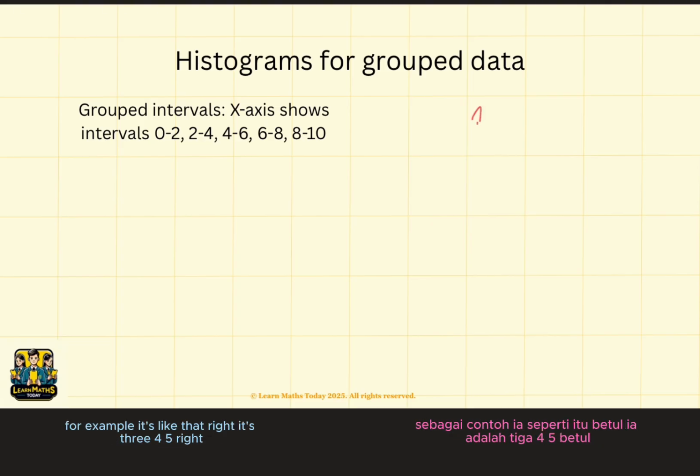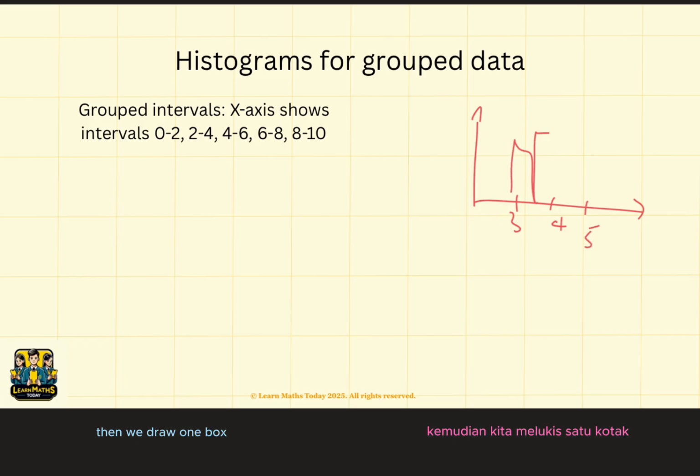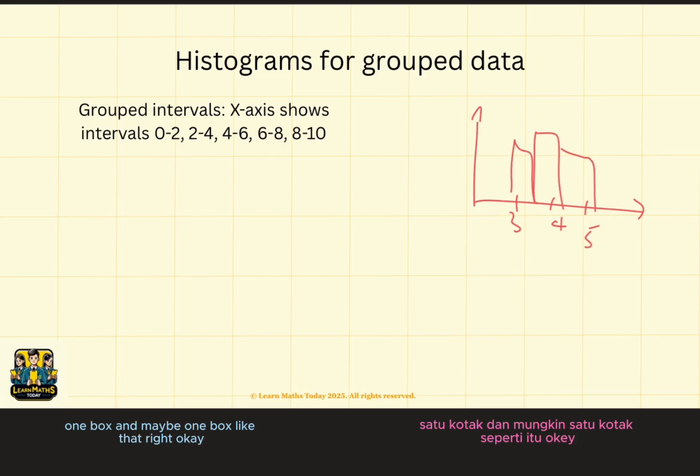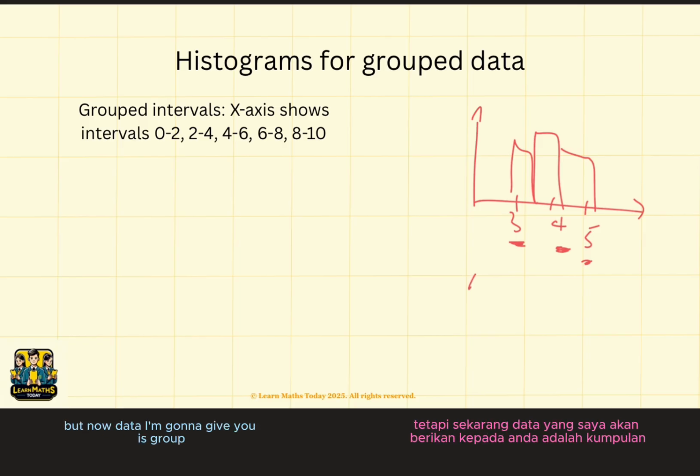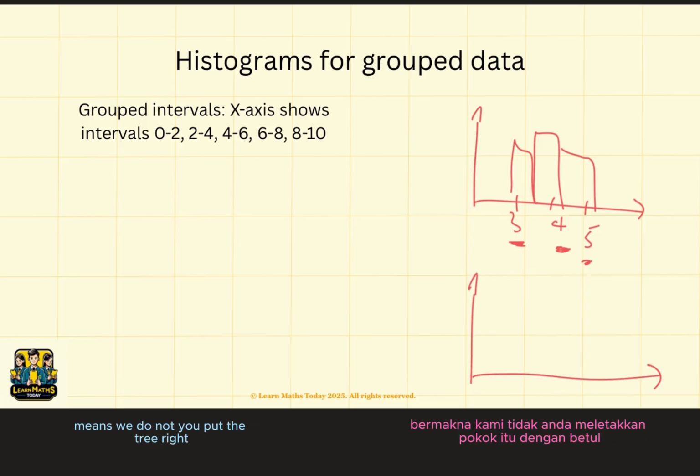What's ungrouped data? For example, it's like 3, 4, 5, and then we draw one box for each. These are ungrouped data because they're just discrete values, 3, 4, 5, individual, on their own. But now the data I'm going to give you is grouped. Before, you put the 3 in the middle of the box, and the 4 and 5 in the middle of the box, if you didn't notice. But now we put the numbers at the side.